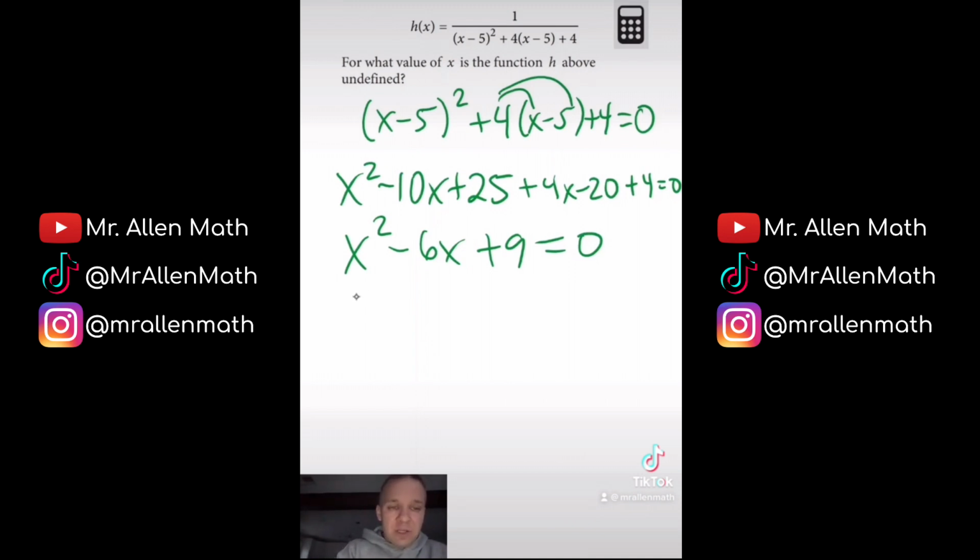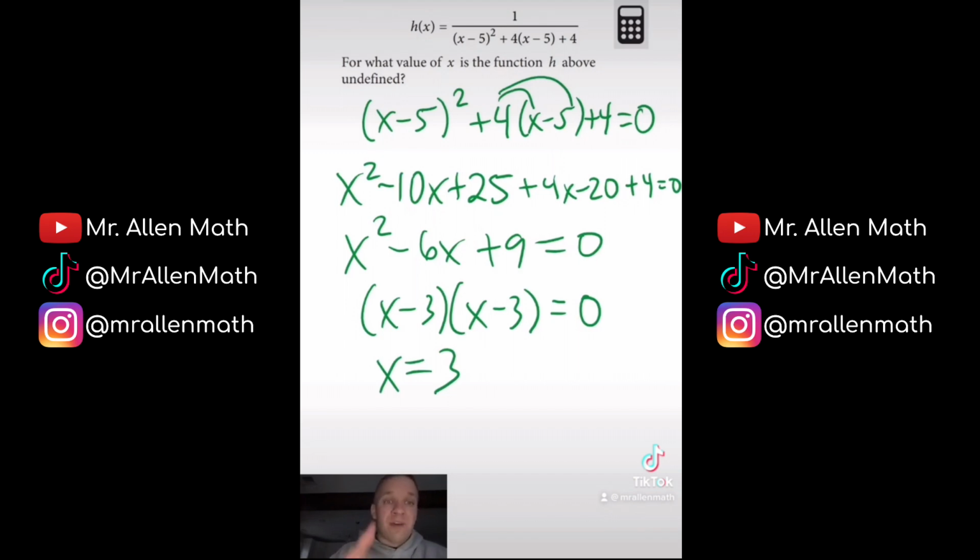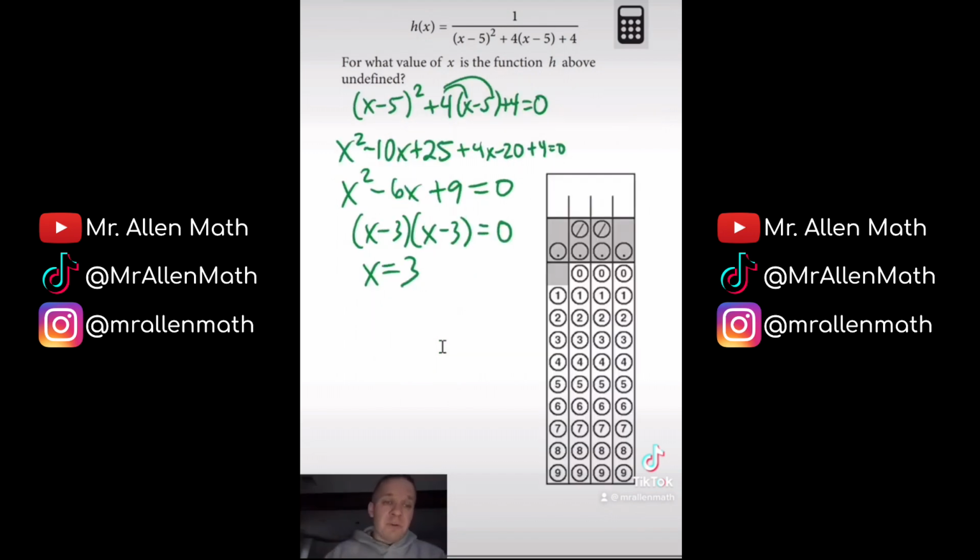So if I factor this, what multiplies to 9 and adds to negative 6? That's going to be x minus 3 and x minus 3, or x minus 3 squared. So that means x equaling 3 will cause it to be undefined. That is my answer to the problem. Since this is free response, we got to go ahead and grid this in. I'll pop a 3 right here, and then fill it in. We are good to go.